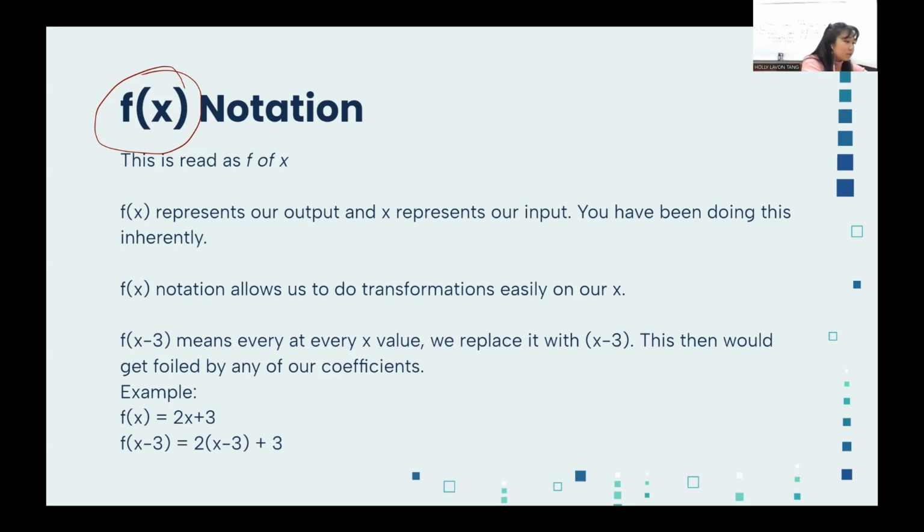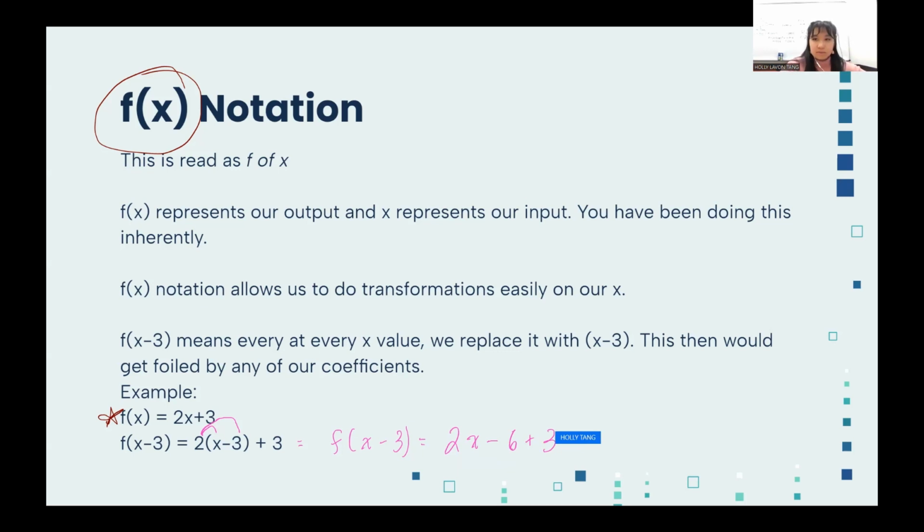So this is our original function right here. And then I want to make it f of x minus 3. So then I need to FOIL each side and then simplify. So this will look like f of x minus 3, right? Because we're transforming our original f of x function. And then that should equal 2x minus 6 plus 3.